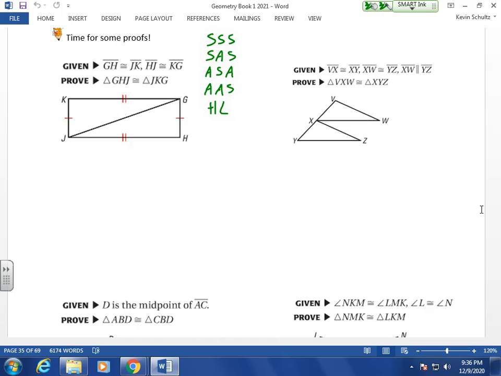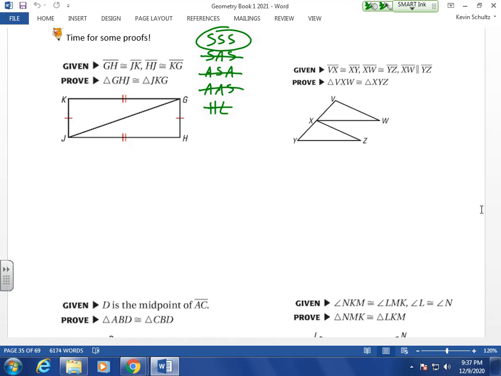Because look at our given statement. What do I have? I've got a side congruent to a side and a side congruent to a side. I've got no markings of angles anywhere in the picture. I've got no information about angles anywhere in my given statement. I don't think I want to be using any of the combinations that involve angles. I don't even know for sure if these are right triangles. It's not marked, it's not given, so I'm not going to be using HL either, which means I'm locked into side, side, side.